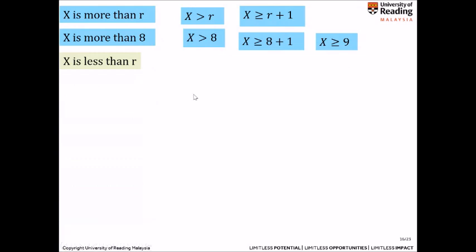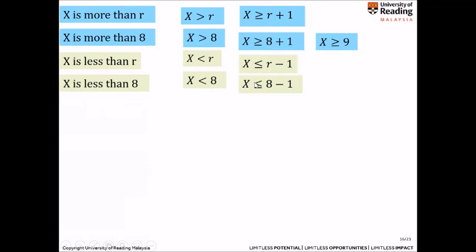X is less than r, meaning x is less than r. We use the mathematical symbol. So we make it less than or equal to r minus 1. So for example, x is less than 8. So x less than 8, meaning x is less than or equal to 8 minus 1. And x is less than or equal to 7.